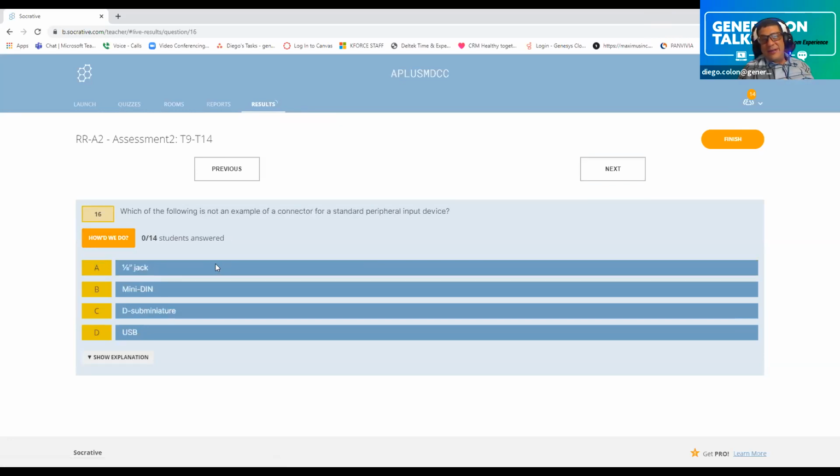Here we are. Ayana, help me out with this one, please. Which of the following is not an example of a connector for a standard peripheral input device? 1/8 inch jack.